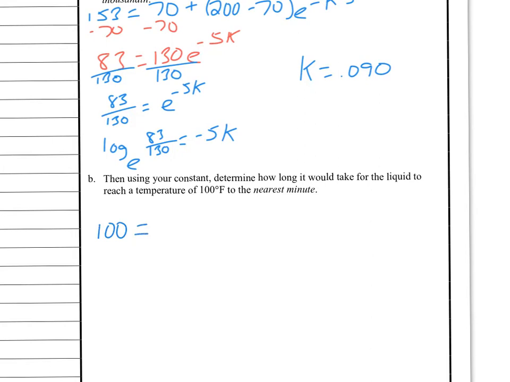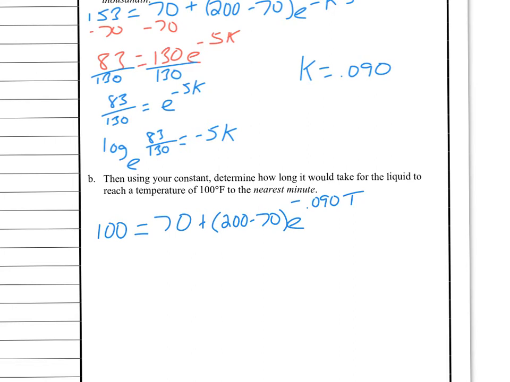So 100 equals the temperature surrounding the liquid. It doesn't appear to have changed. It's still 70. So we're still going to have the 200 minus 70. That didn't change. But what did change is that we're looking for t, and they've now given us k. Now it's supposed to be raised to the negative k, which is 0.090 times t.